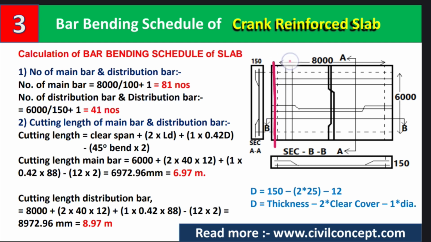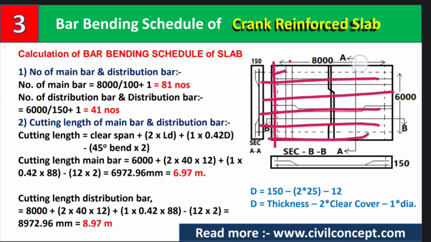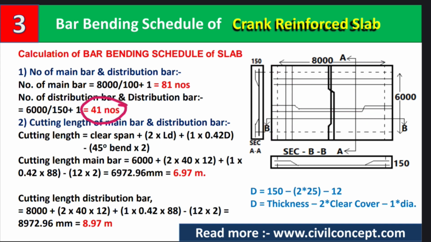Width, this width 6000 divided by its spacing, because we have to lay these distribution bars in this direction. So after dividing it by spacing and adding 1, we will get 41 number of distribution bars.